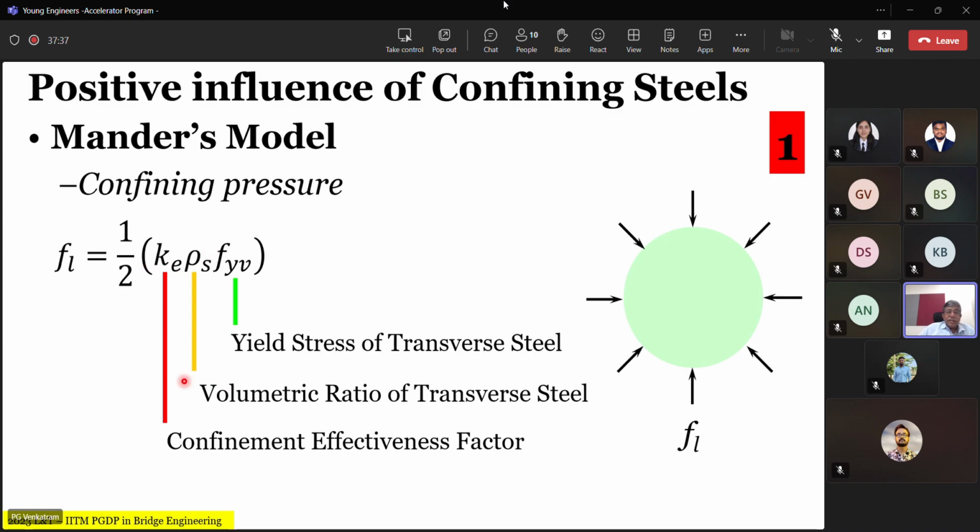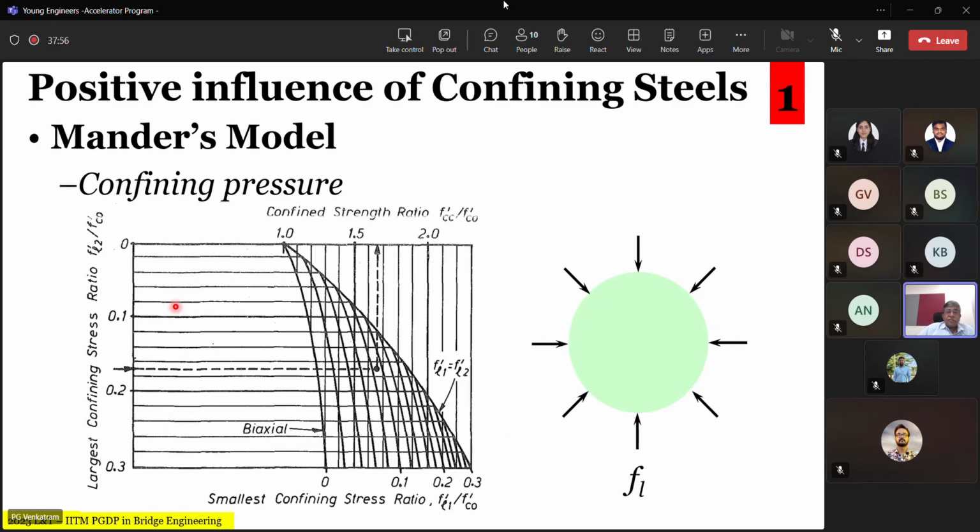And finally, there is a confinement effectiveness factor, which has been introduced to take care of the case where the confinement in one direction is different in its effectiveness from confinement in the other direction, which can happen, let us say, in the case of a rectangular section. So for that confinement pressure, you have the largest confining stress ratio in one direction and the smallest confining ratio in the other direction. Together they will give you a curve for effective confining pressure, which will vary from this to this.